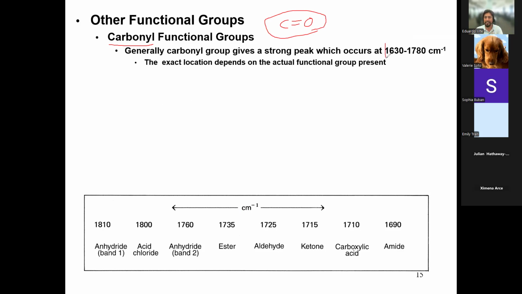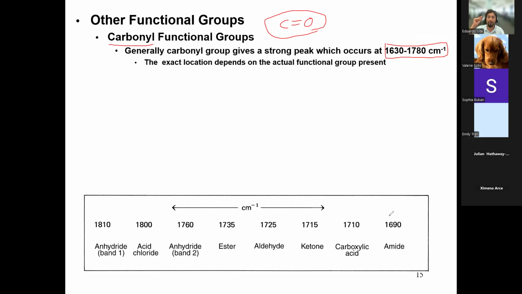And this has a very characteristic region. You do need to remember, you do need to memorize this, right? Between 1600 and 1700, sometimes up to 1800, right? I want to say between 1650 and 1750 is usually where you find most of them. But there's always a few exceptions, right? This is chemistry. So depending on the type of carbonyl that you have, you're going to see that signal switch a little bit to the left or a little bit to the right.